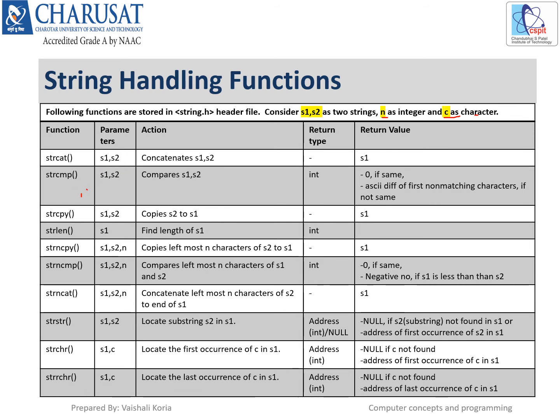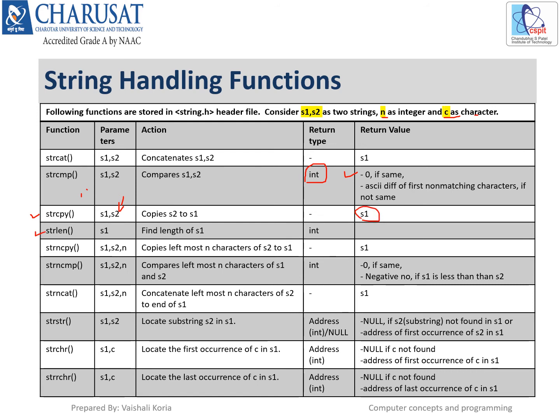The action of this function is that it will compare the two strings, and the return type of this function is integer. If two strings are the same, it will return 0, and if two strings are not the same, then it will return the ASCII difference of the first non-matching characters. The next function strcpy will copy s2 to s1. Again here you can have a string constant in place of s2, and the updated value you can find in s1.